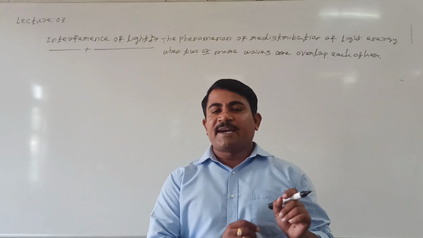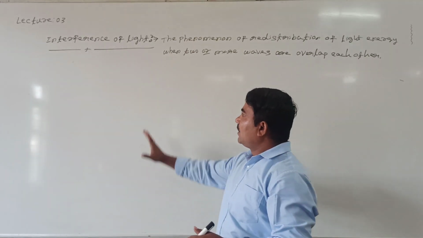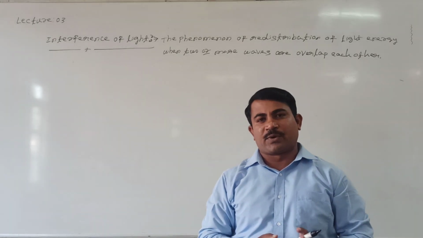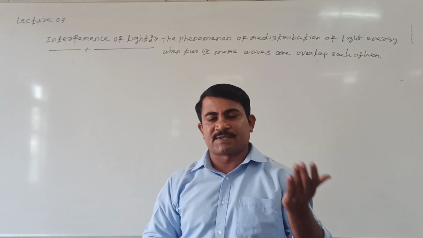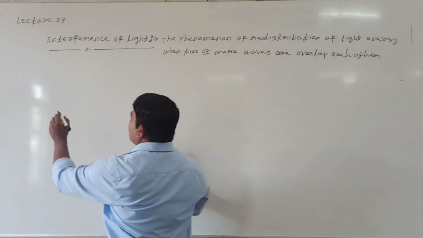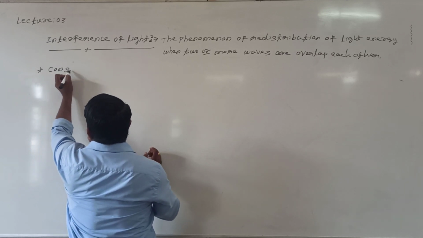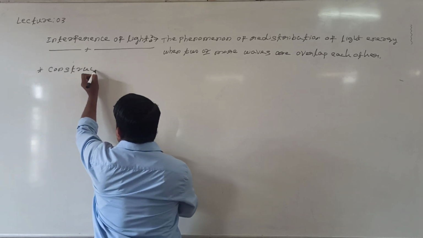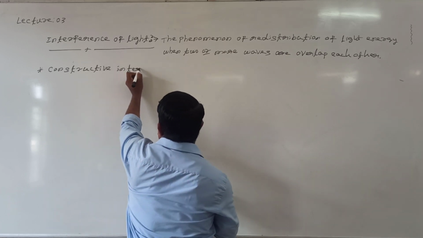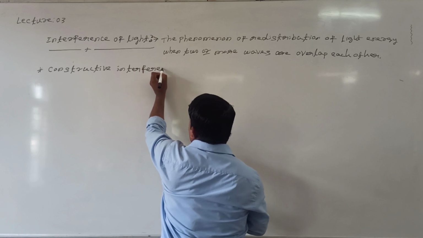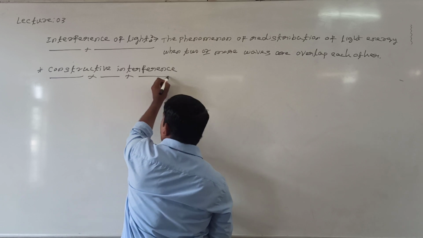Then let us see in detail what the theory of interference of light is. Before that, interference can be classified into two categories. One we call constructive interference, the second one we call destructive interference. Let us see here. Interference can be classified into two categories. One we call constructive interference. How this is possible, that we'll see.